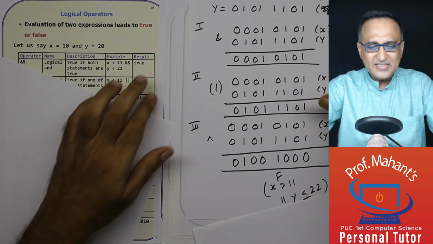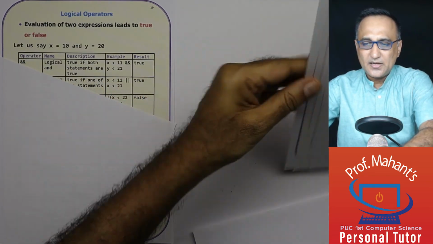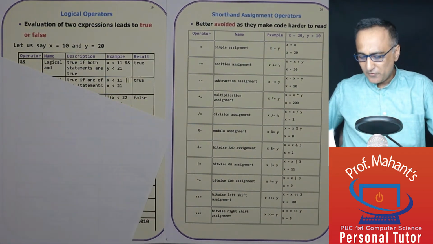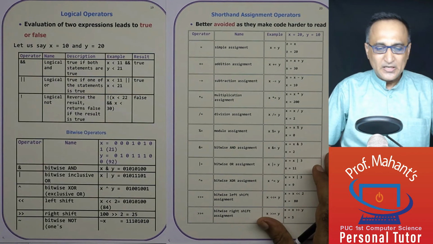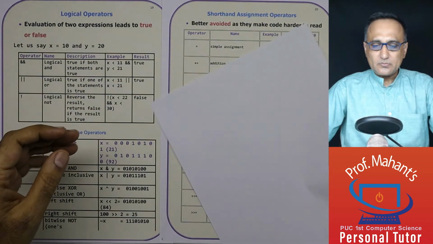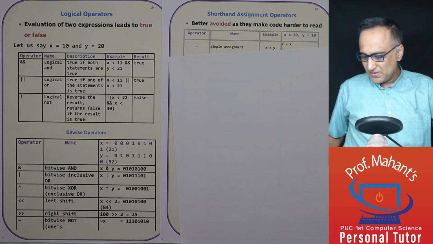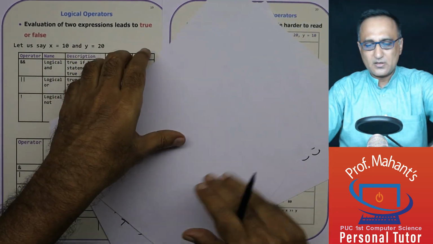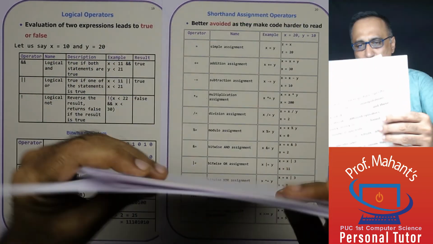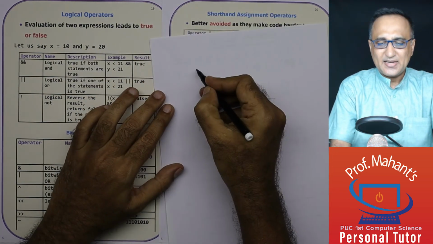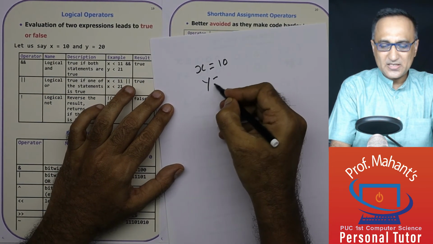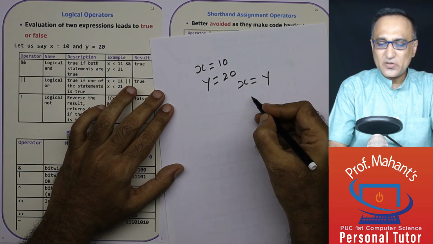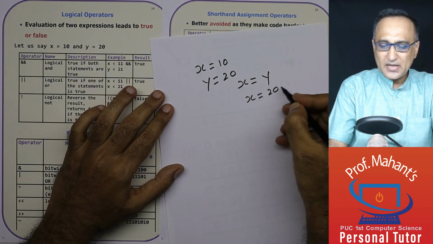Now let's take a look at the other shorthand assignment operators. This also I'll need to give you some examples to have clarity. Now suppose I have numbers like this. Let's take something like this. Let's say x is equal to 10, y is equal to 20. If I say x is equal to y, or x is assigned the y, x also becomes 20, y is also 20.